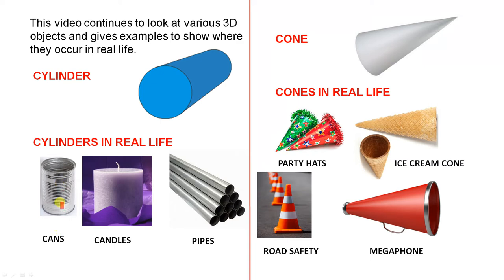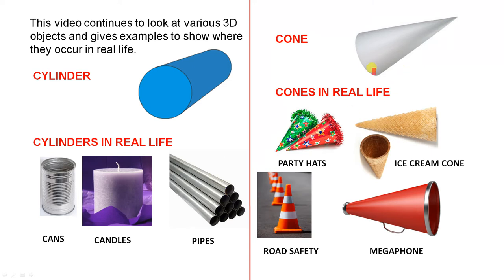They're cans and they hold all sorts of things from drinks to food or anything else, and you find them in supermarkets, etc. Most candles, as we know, are in the shape of a cylinder. And all sorts of pipes all around the world, whether they be made of metal, plastic or anything else, most of them are in the shape of a cylinder.